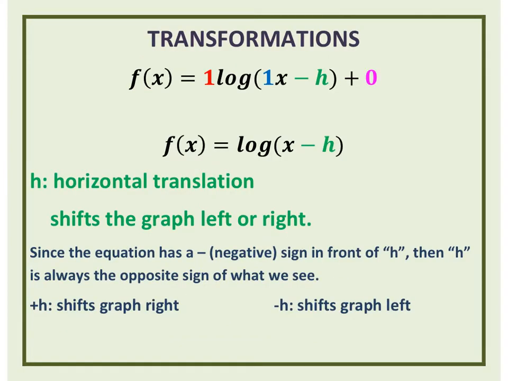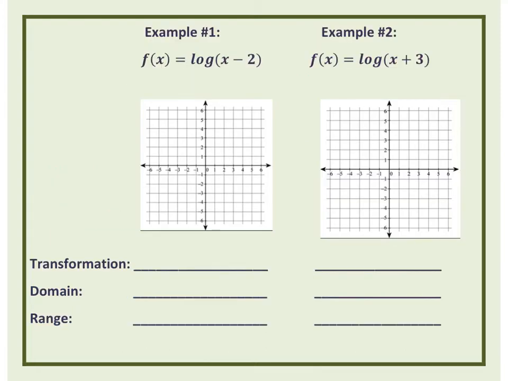Okay. Now the h value. H value is going to shift left and right. It will be in the parentheses with the x value. Now because there's a negative in the equation, that means we're always going to change the sign of what we see. So this first equation right here, h is a positive 2. So the whole graph is moving to the right 2. So let's talk about that. Where was my asymptote before?